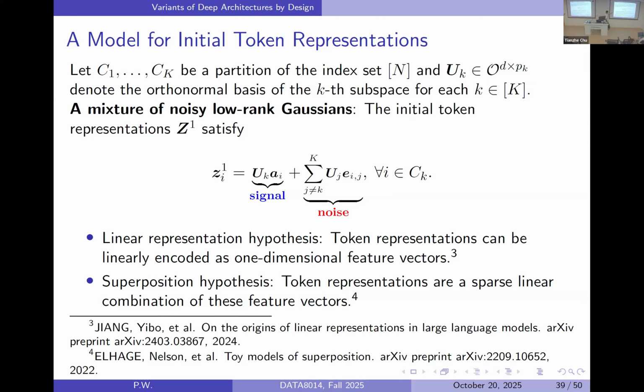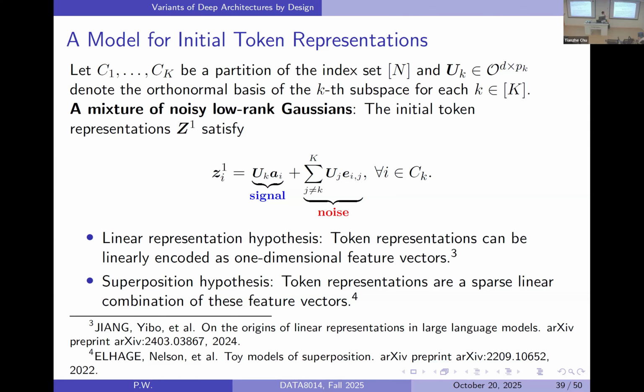And why can we make this assumption? We have some empirical evidence. The first one is the linear representation hypothesis. That is, token representations can be linearly encoded as one-dimensional feature vectors. This is from a paper last year. They did lots of empirical study and made this conjecture, the linear representation hypothesis. And the second is the superposition hypothesis. We conjecture from this paper that token representations are a sparse linear combination of these feature vectors.